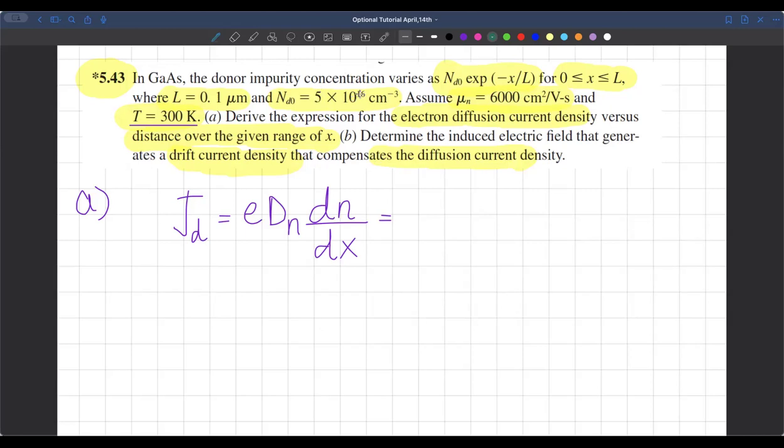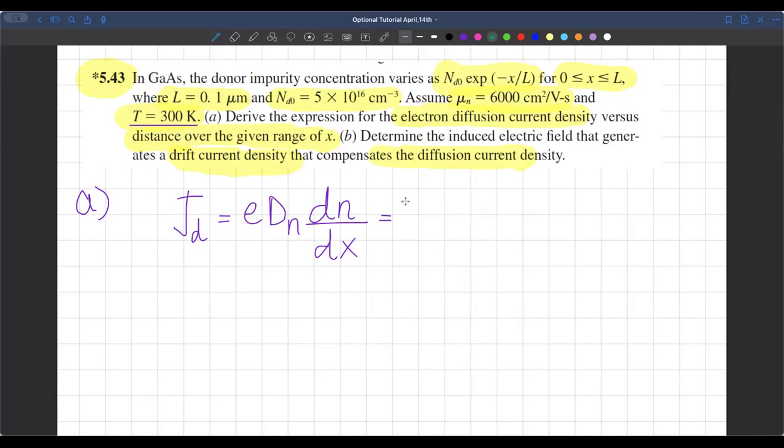And you can see that's 10 to the power 16. It's just way bigger than the intrinsic value for gallium arsenide. I don't remember the value for gallium arsenide, but I do remember that it should be less than that of silicon. Again, I might be wrong there, but just see the value.